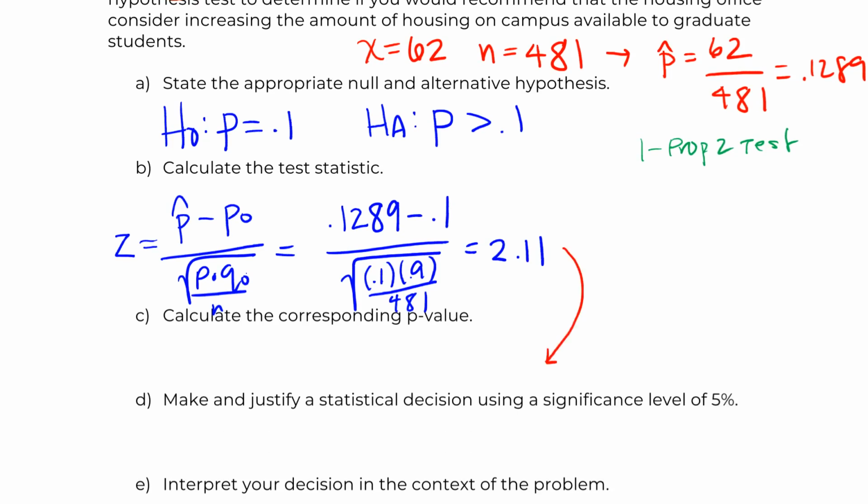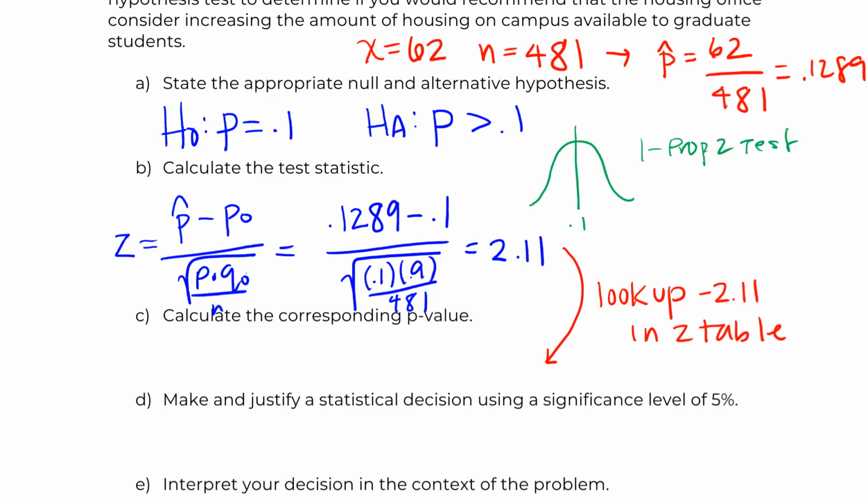Where they're going to look that up, my shortcut, I'm going to look up negative 2.11 in the z table. If I wanted to, I could even draw pictures at each section of this to see what I'm doing. The first picture would be that we're saying, what if p is 0.1 and we got out 0.1289? How unusual is that? The second picture is, okay, I got a z-score of 2.11. How unusual is that? So just sort of a reminder, and the reason I'm only shading half of the right tail is because we have a greater than for both of those.